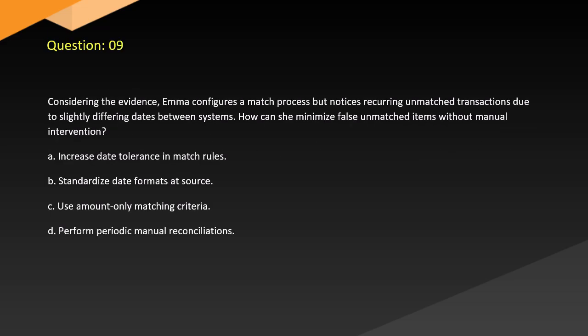Question 9. Considering the evidence, Emma configures a match process but notices recurring unmatched transactions due to slightly differing dates between systems. How can she minimize false unmatched items without manual intervention? A. Increase date tolerance in match rules. B. Standardize date formats at source. C. Use amount-only matching criteria. D. Perform periodic manual reconciliations.